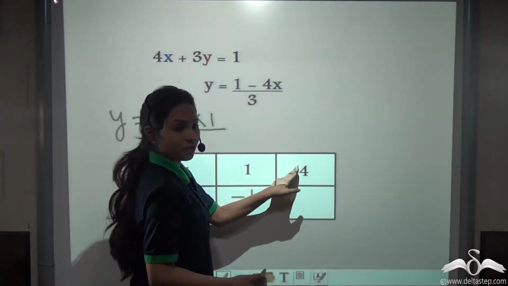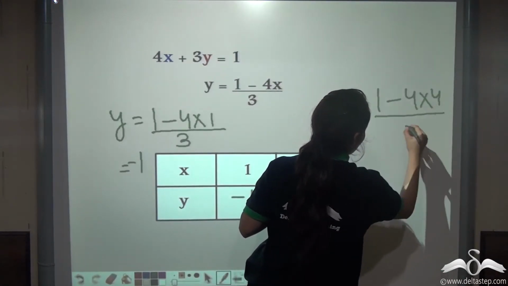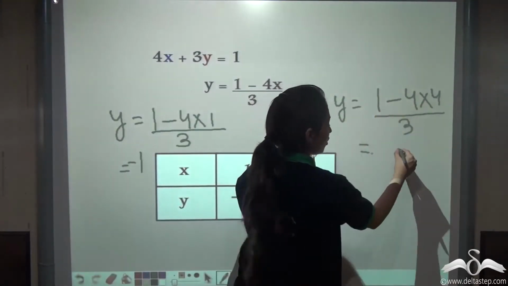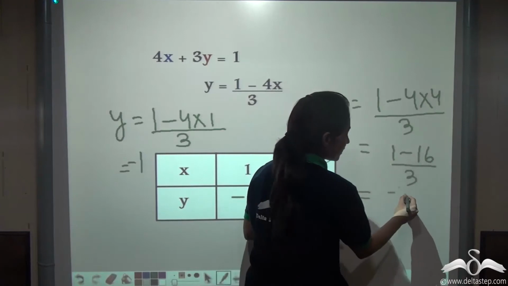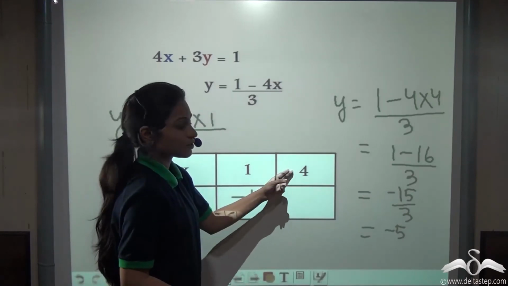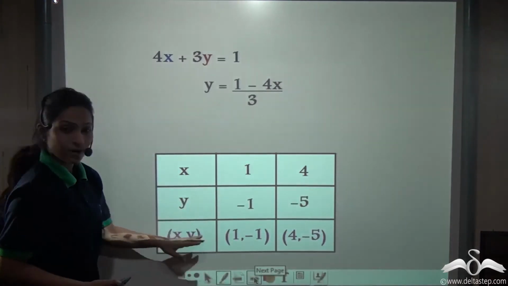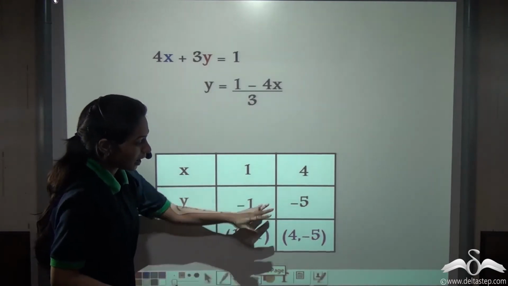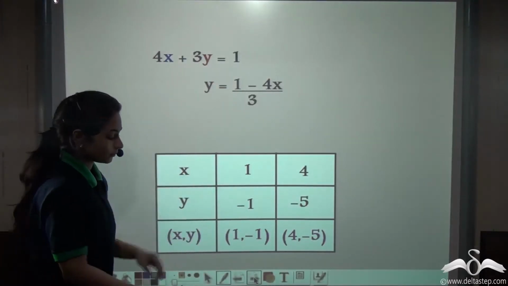Now we take x as 4. What will you get? 1 minus 4 into 4. Now 4 into 4 is 16. So 1 minus 16 by 3. You will get 1 minus 16 as minus 15 by 3, which gives you minus 5. So that means when x is 4, y will be minus 5 for this equation. So we have got our points or the coordinates. We can say that as x comma y, which is 1 comma minus 1 and 4 comma minus 5 for this equation. Now using this, we can plot this equation on the graph.